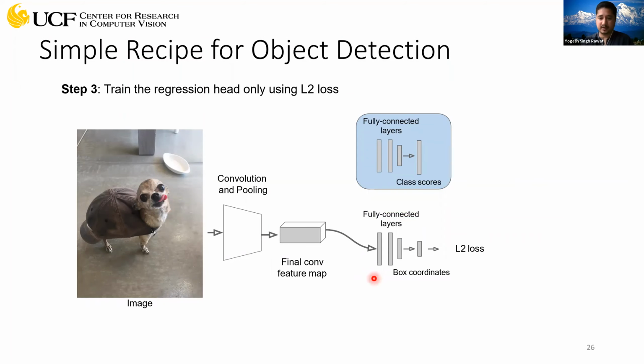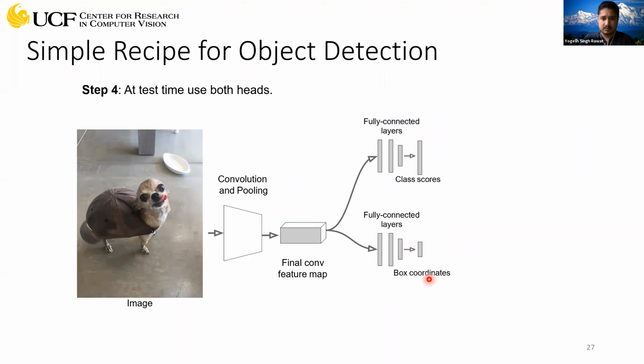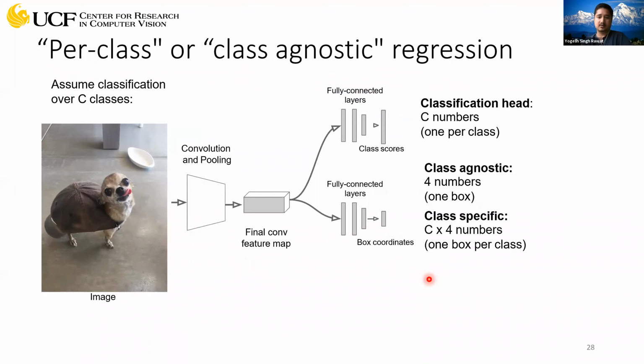So that's simple. You just train these layers. It could be L1 loss or L2 loss. And at test time, you connect both.